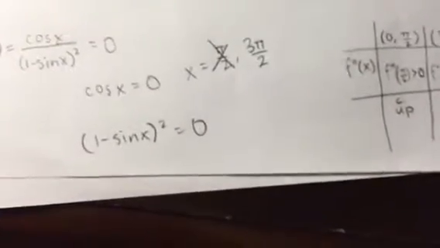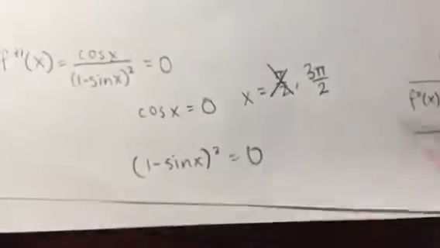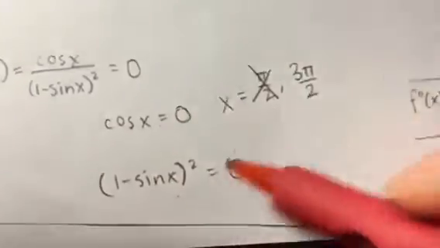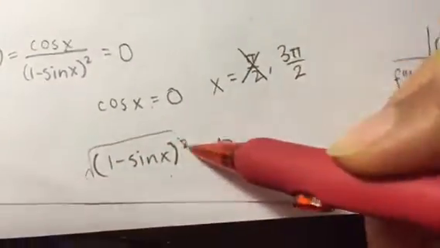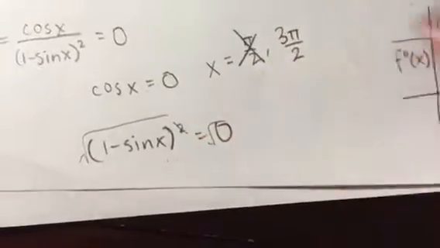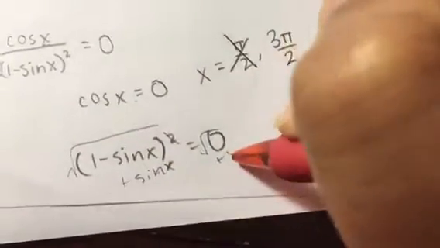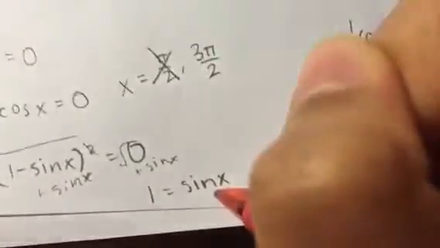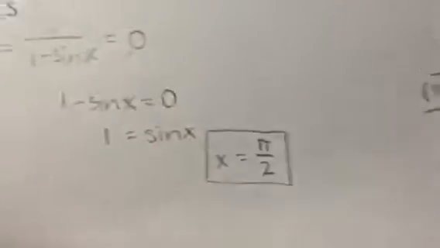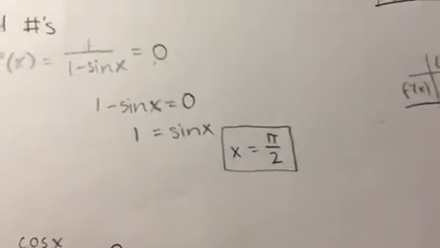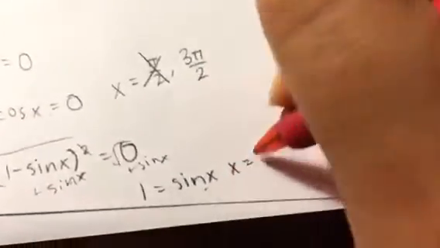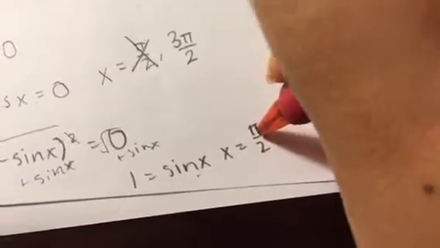From sine, we square root both sides to get rid of that, and then we can add the sine x over to this side. So we have 1 equals sine x. And we've done this before where we had it in critical numbers. And so we know x equals pi over 2.